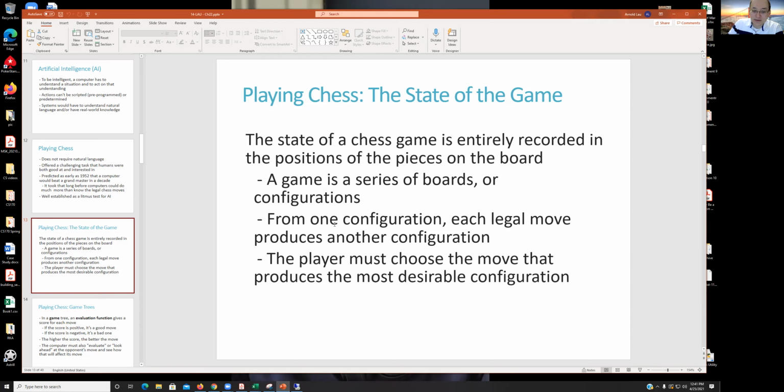Okay, so as it says here, one configuration or legal move, with a whole bunch of pieces on the board at the beginning, produces another configuration, right? So one configuration to another configuration. And then there's a response, right? The player on the other side is going to produce a move, and it'll be a different configuration. So it builds on each other.